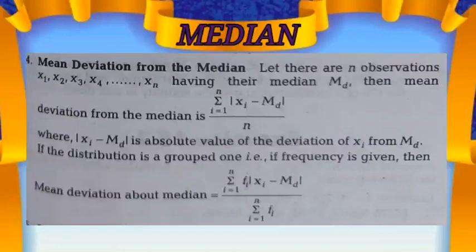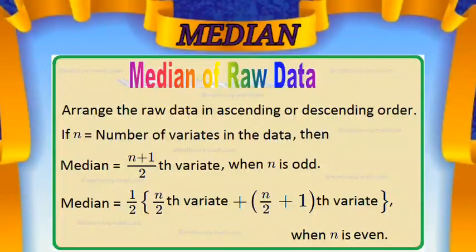Let's see the median of raw data. The formula is: arrange the raw data in ascending or descending order. If n is the number of variates in the data, then if n is an odd number, the median is the (n plus 1) by 2th observation. If n is an even number, then the median is 1 by 2 of the (n by 2)th observation plus the (n by 2 plus 1)th observation.